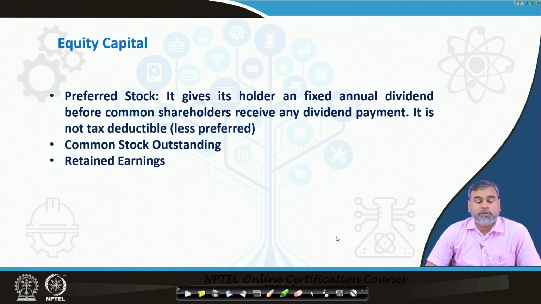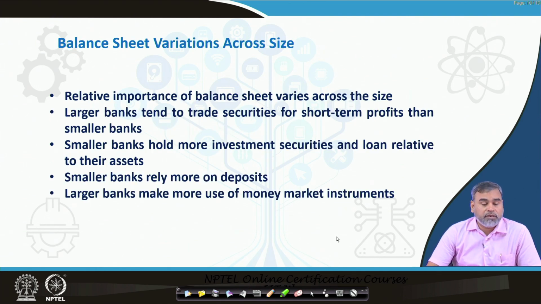One is preferred. Preferred stock gives the holder a fixed annual dividend before the common shareholders receive their dividend payment, and it is not tax deductible. So, if any money is given against that, the commercial banks may not get any tax benefit, which is why it is less preferred. It is better to go for debt, because the interest payments on debt are tax deductible in nature, but still that is the equity capital involved. And we have the common shares, which we already know, then we have the retained earnings. So, these are the 3 items that come under the equity capital.